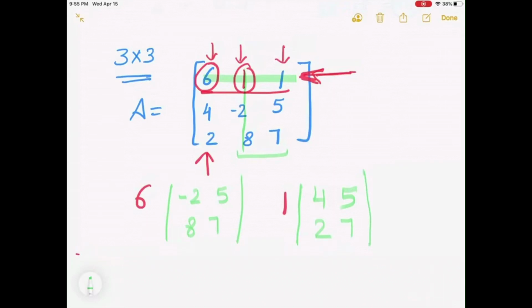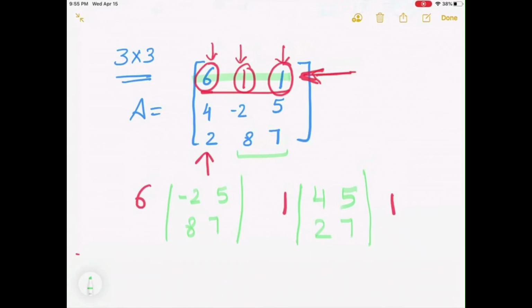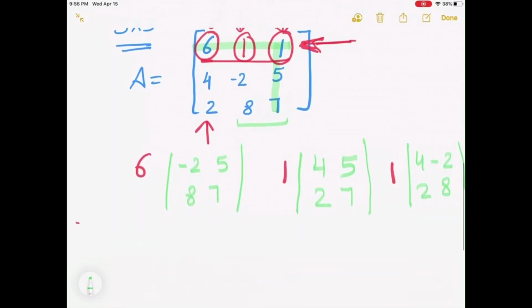I'm halfway through. One more step. Now I need to deal with the last number, which is also 1. Let me undo this part first. Now again, I'm dealing with this one here, so I need to cover the row and the column it's in. I would cover this whole row and this whole column, so I see 4, -2, 2, and 8 left in there. Now I already have all of the matrices I needed.